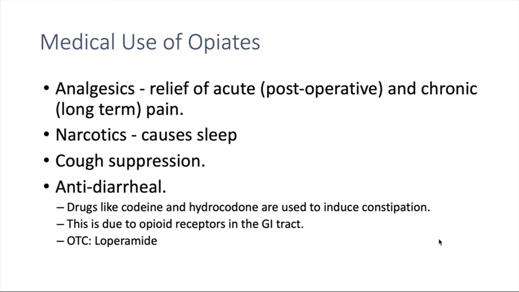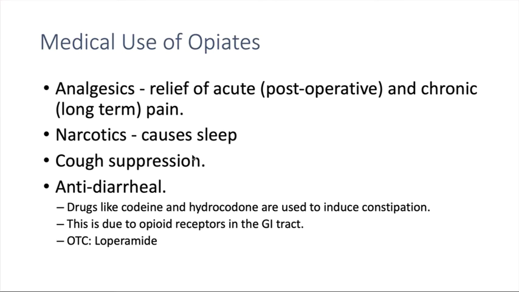So opioids are usually used as analgesics, as a relief of acute, postoperative, or chronic long-term pain. There's actually a big debate in the chronic pain field right now about the appropriate use of opioids and how chronic pain patients who need those opioids are going to be able to have access to them if we have a strict lockdown on the prescription of opiates.